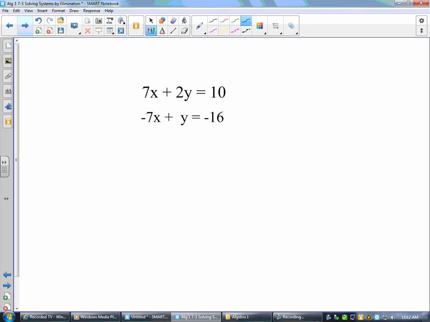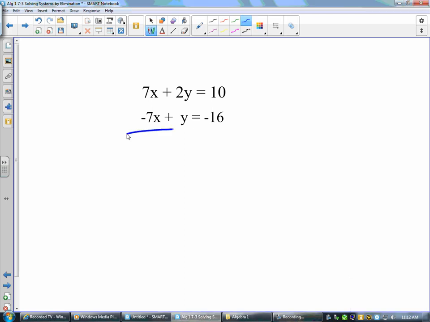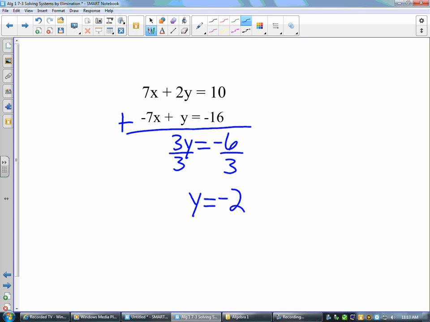Okay, let's do another example. So I'm going to add. Minus 7x plus 7x is 0 x's. So it doesn't have to be the y that drops out all the time. It can be the x as well. I'll have 0x. I won't even have to write it. 2 y's plus another y, that's 3 y's altogether, and that will equal 10 minus 16, which is a minus 6. Divide both sides by 3, and you're left with y equals negative 2.